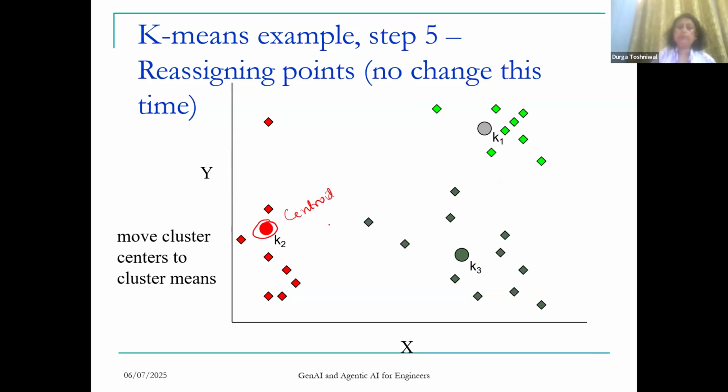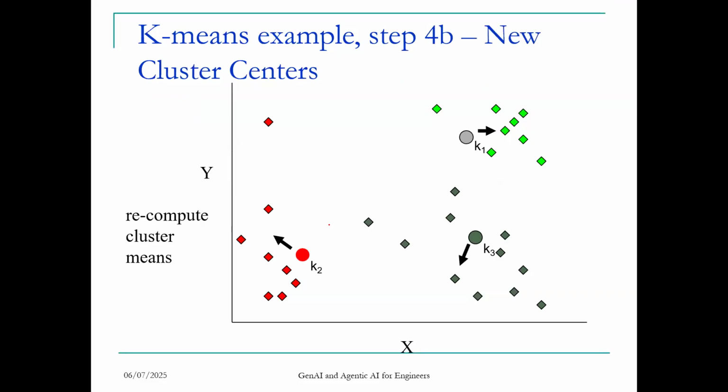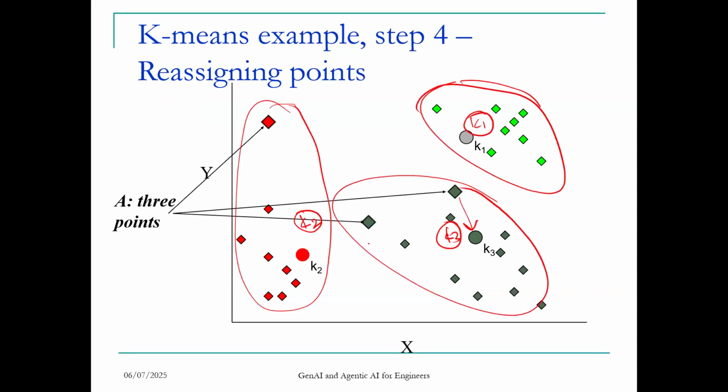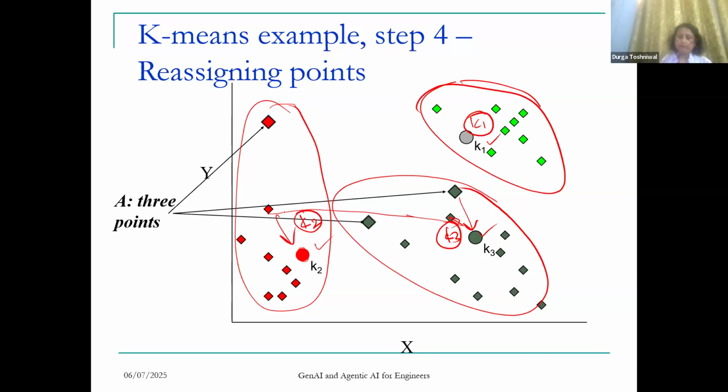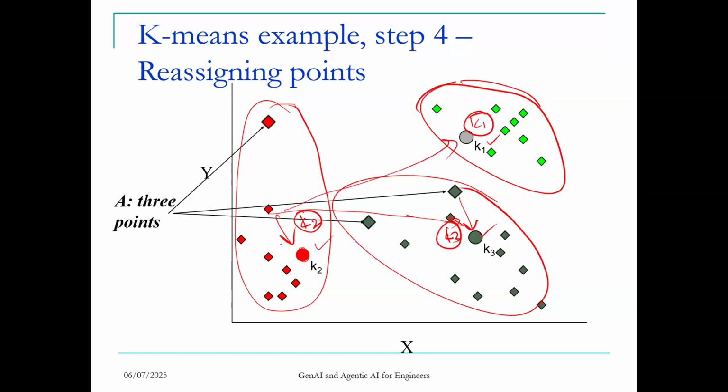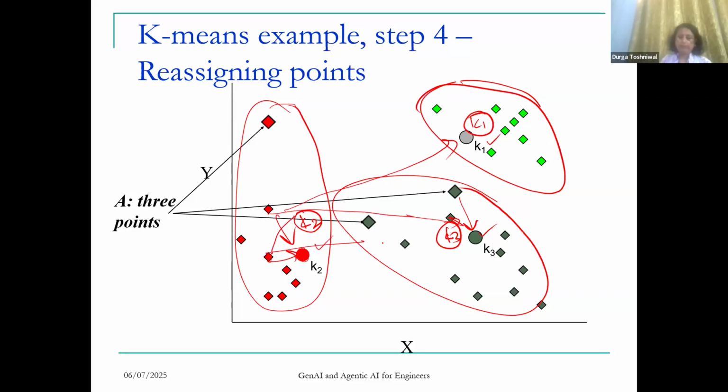How do we find out? Let's say in this round, we have these cluster centers as shown by this K1, K2, and K3. Once we do this, then we are going to find out the distance of each and every point with respect to these three new cluster centers. This we have to do for each and every point.